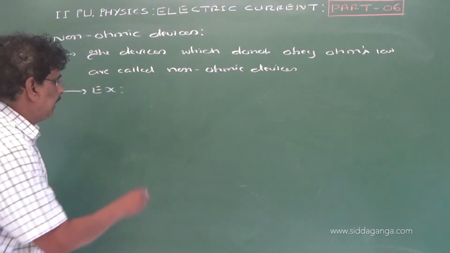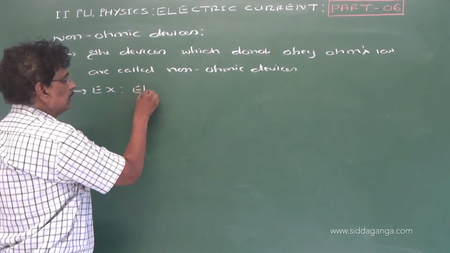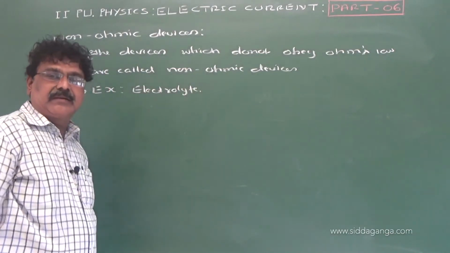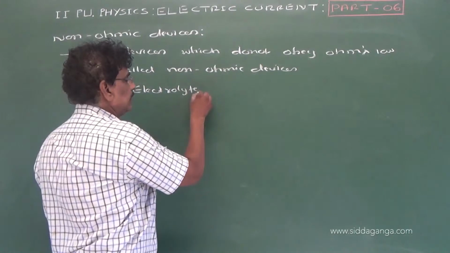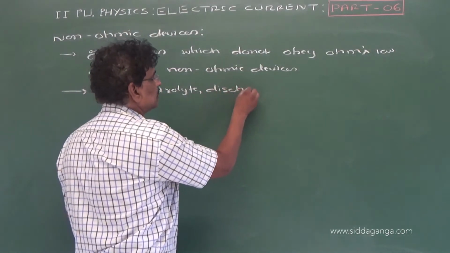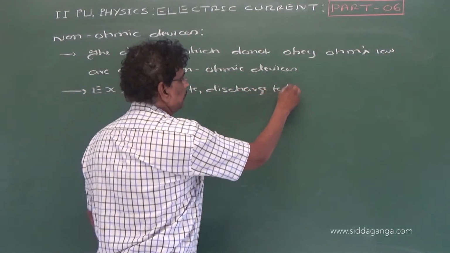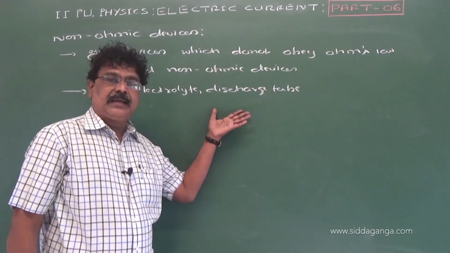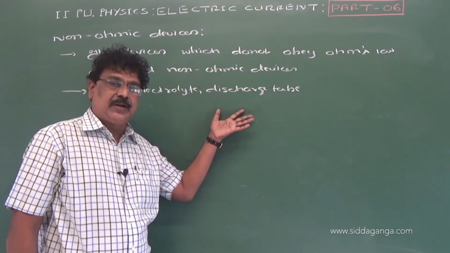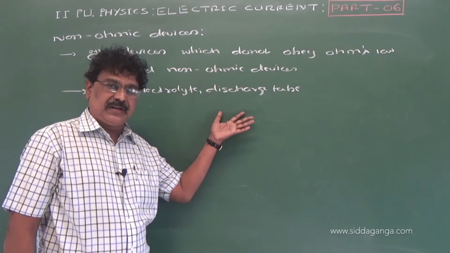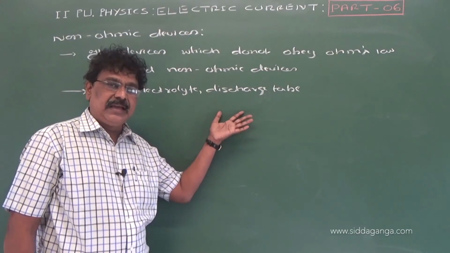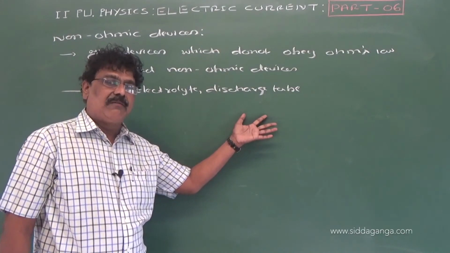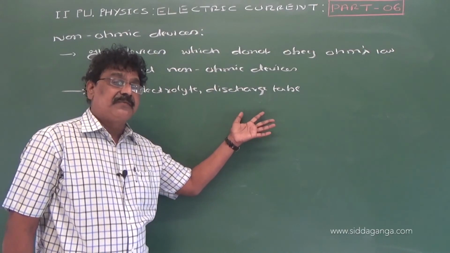Generally, electrolyte like copper sulfate, discharge tube. When a gas taken in a tube at low pressure is applied a potential difference, electric current flows through it. That is due to ionization of the molecules of the gas.